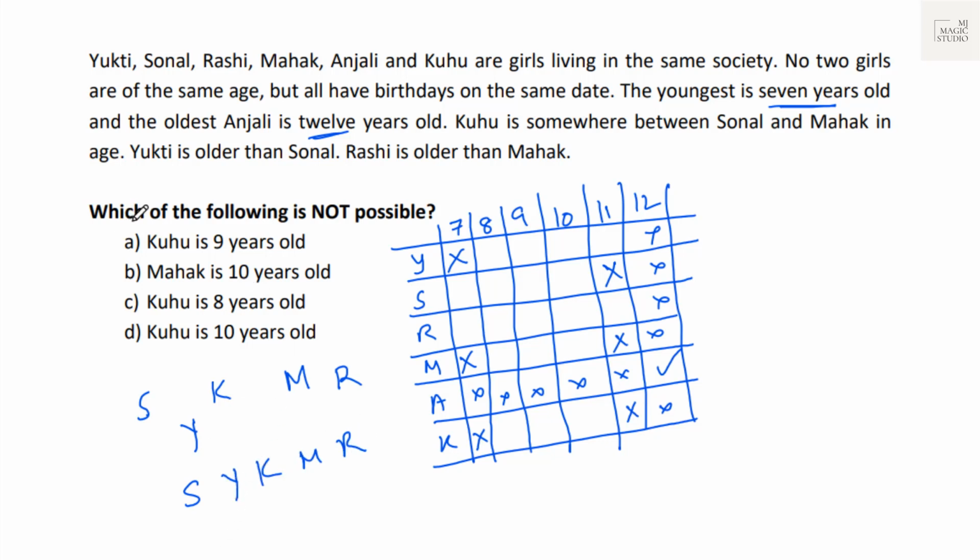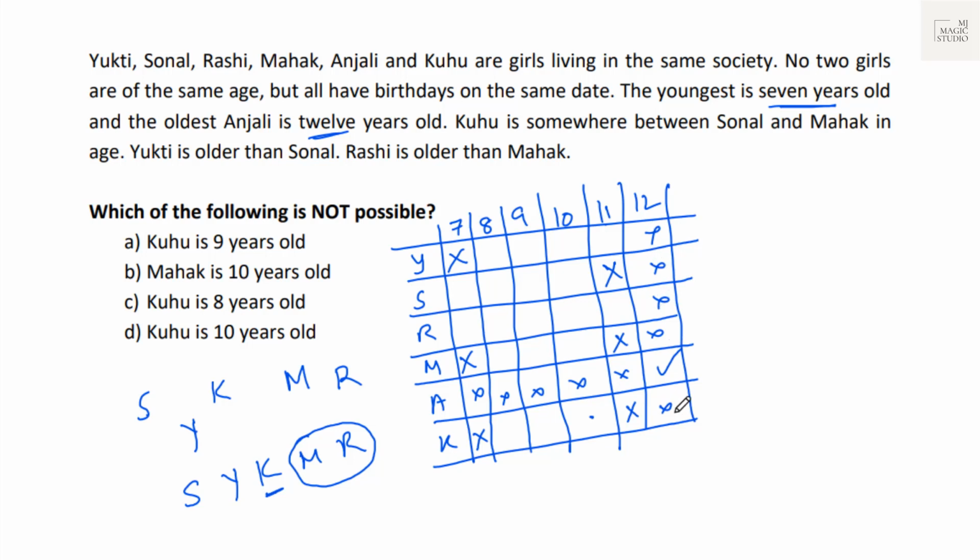So what is the question? Which of the following is not possible? After Kuhu, there should be at least two people: Mahek and Rashi. So if I put Kuhu with 10 years old, then 11 and 12 should be free for Mahek and Rashi.